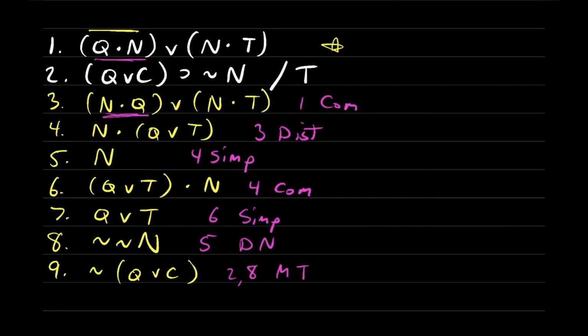Well, number 9 looks a lot like a De Morgan's rule step. So we have the negation of a disjunction, which says it's not the case that either Q or C. Well, if neither one is true, we know that both Q and C have to be false. So not Q and not C. And that's going to follow from line 9 by De Morgan's rule, DM.